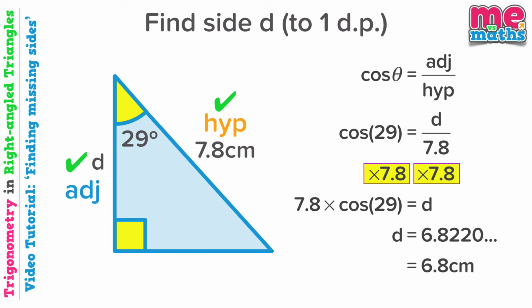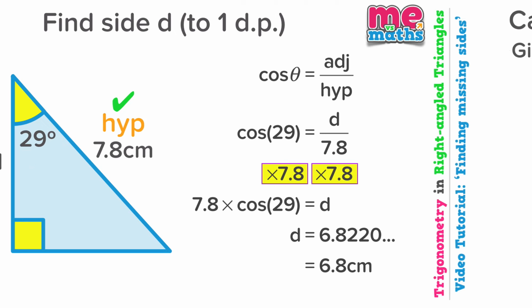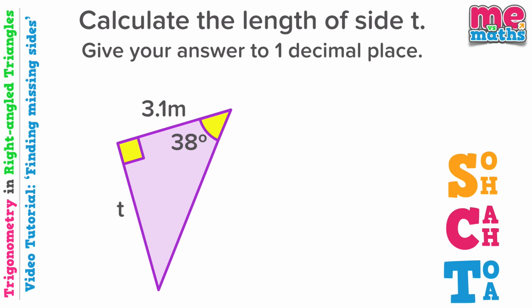Okay, we've just used trigonometry to find a missing side in a triangle. Right, let's look at another example. The more of these you do, the more you get comfortable with it. It really is something where it's worth having a lot of practice.